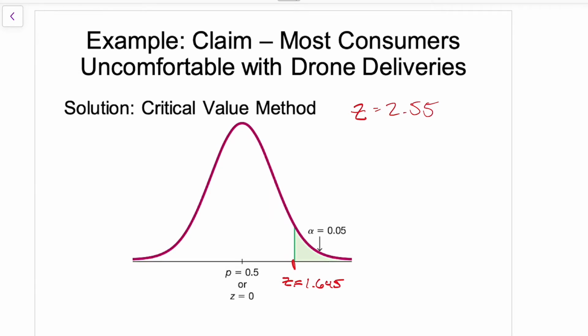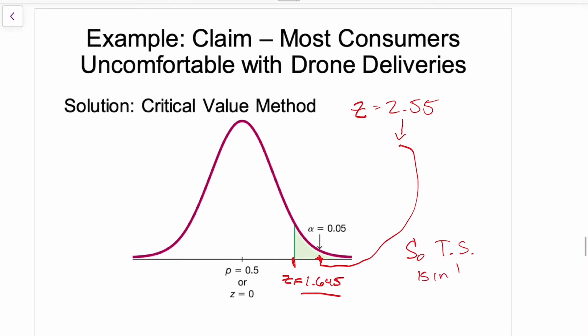What we want to do is figure out, is this test statistic we computed inside of this green critical region? If it's marked off by 1.645, I know that 2.55 has got to fall somewhere to the right of that mark. It's got to fall somewhere into the critical region. So the test statistic is in the critical region.